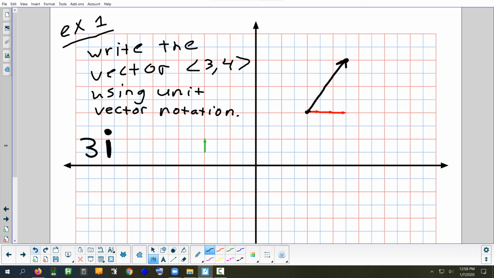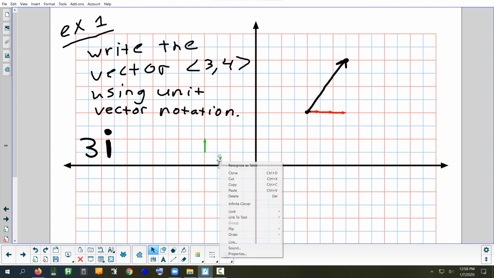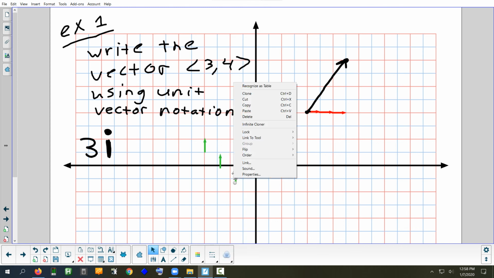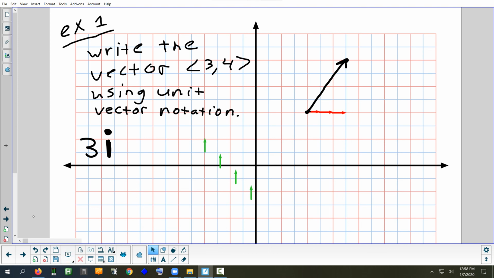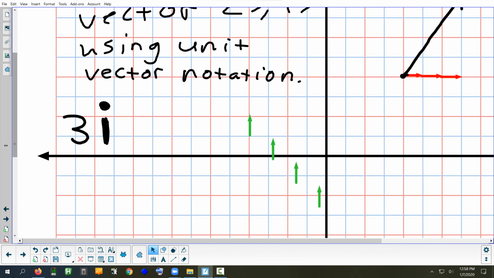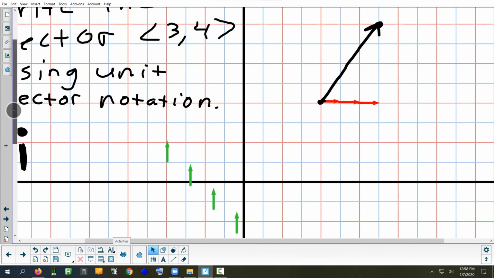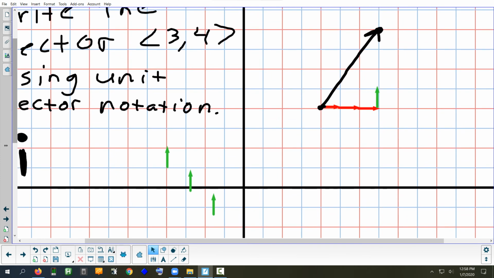That's the first part. Now I've got to figure out how many j's I would have to stack together. How many of the j's am I going to need to get from where I'm at right now to the terminal point? I need 4 of them. So I'll just make some copies of this. I'll zoom in a little, it might make it a little bigger, easier to see. Okay, so let's see if I can stack those together. So we got 1, 2, 3, and 4. Good enough.